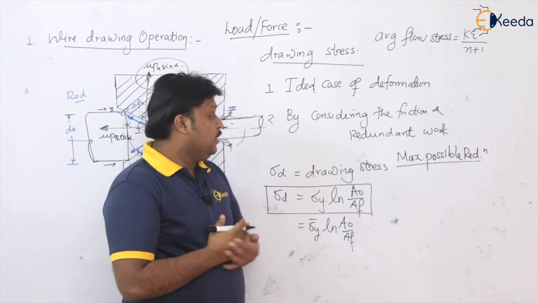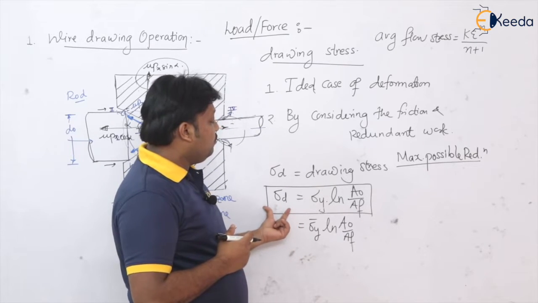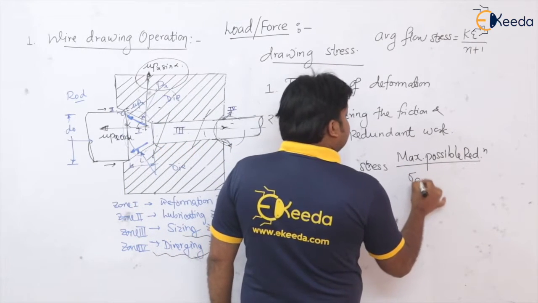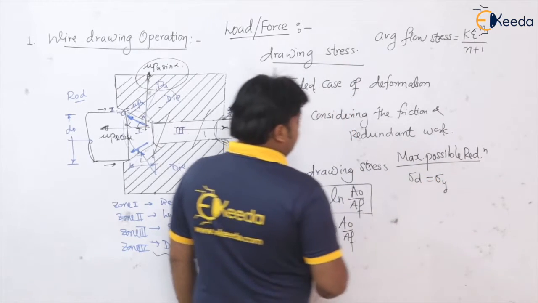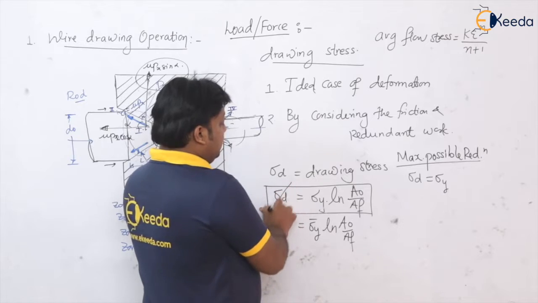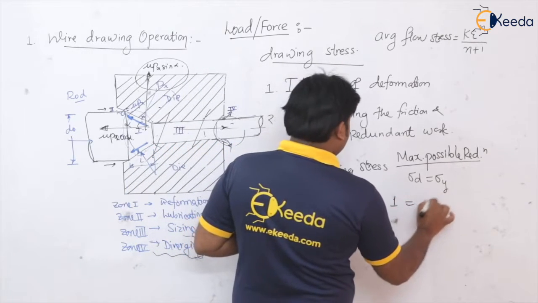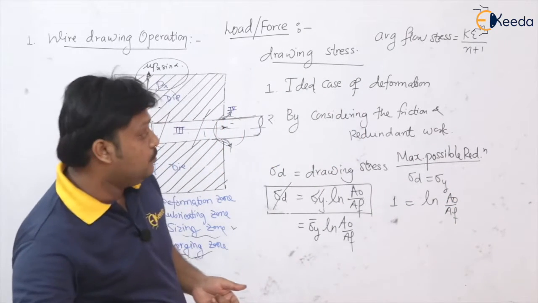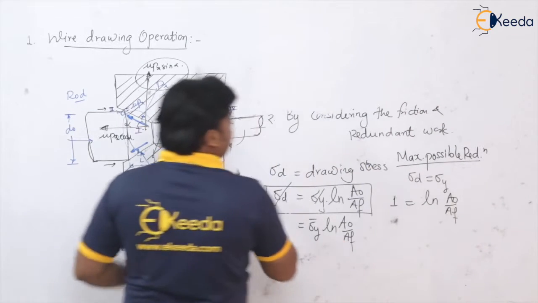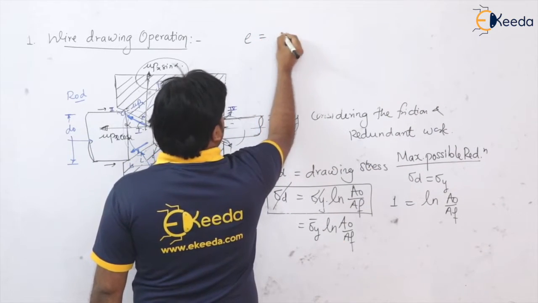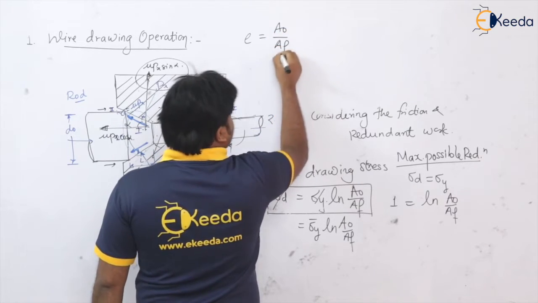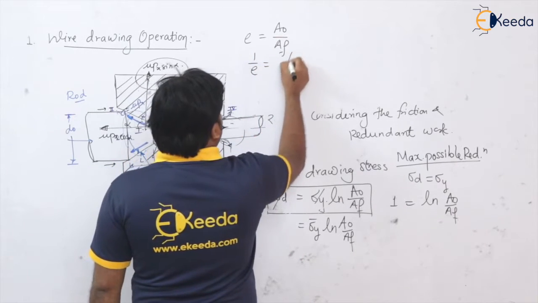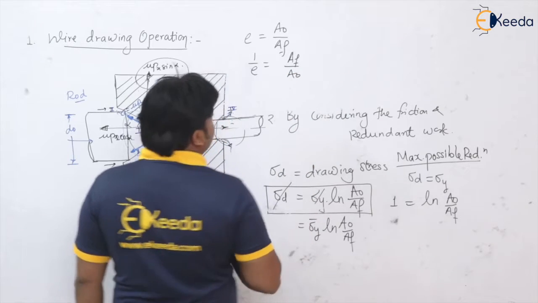So suppose in this formula, if I write, to get the maximum possible reduction, this sigma d is equal to sigma y, then tell me what is left here. This sigma d and sigma y get cancelled, so 1 is equal to ln of A original upon A final, isn't it? Now same thing I am proceeding further. So what I will get? e to the power 1 is equal to A original by A final after taking the antilogs of both sides, or I will get 1 upon e is equal to A final divided by A original.